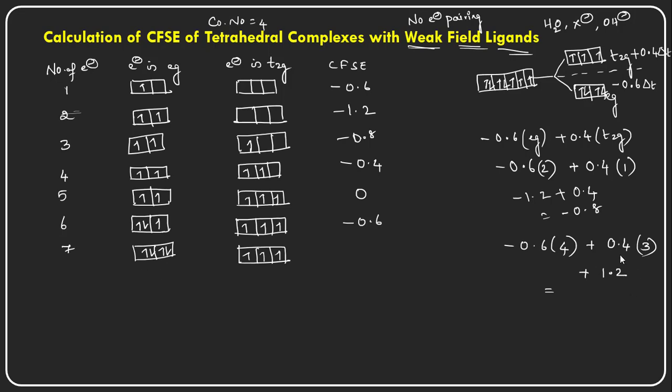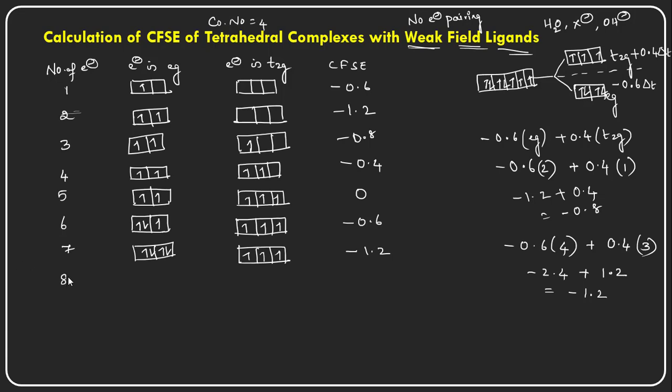So this value will be the same: 0.4 into 3 will be plus 1.2, and minus 0.6 into 4 will be minus 2.4, right? Minus 2.4 plus 1.2. So what will be the value? Minus 1.2. So now the crystal field stabilization energy values are increasing, right? Increasing as the number of electrons increases in the Eg orbitals.